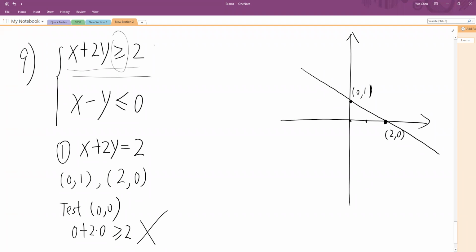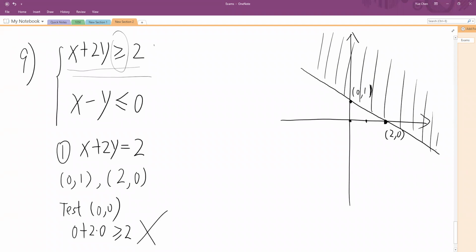So we should have the part which does not include the origin. This is the (0, 0) point, right? We have two parts. One part is above this line, which does not include the origin. The other part includes the origin. So we choose the part above the line. This is for the first inequality.